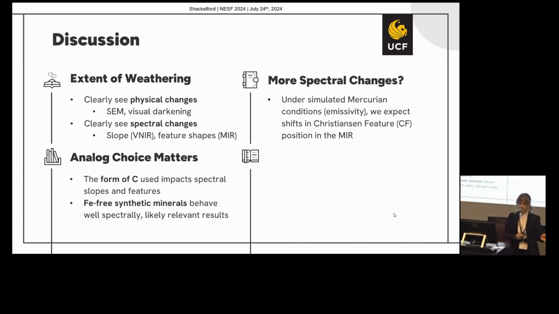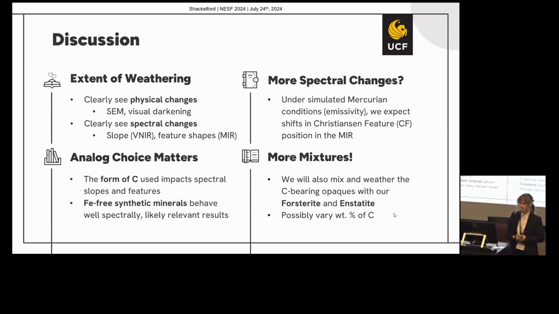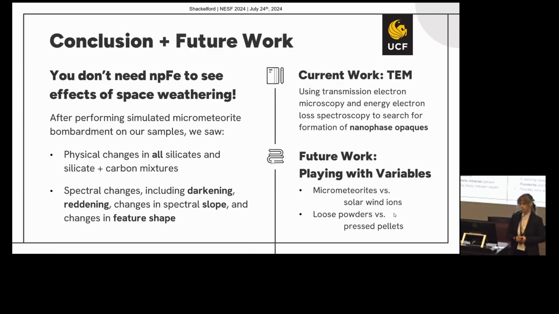In the future, we expect to see more spectral changes. So hopefully we can put these materials under simulated Mercurian conditions or emissivity so that we can see shifts in the Christensen feature position in the mid-infrared. We also will weather more mixtures. So we'll mix and weather our carbonaceous opaques with our forsterite and enstatite samples as well, so that they're pretty relevant for Mercury in particular. And in the future, we might also vary the weight % of carbon that we use.